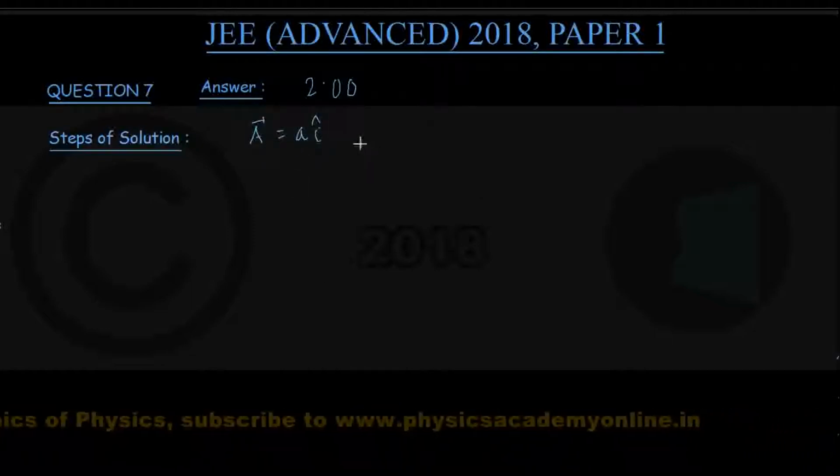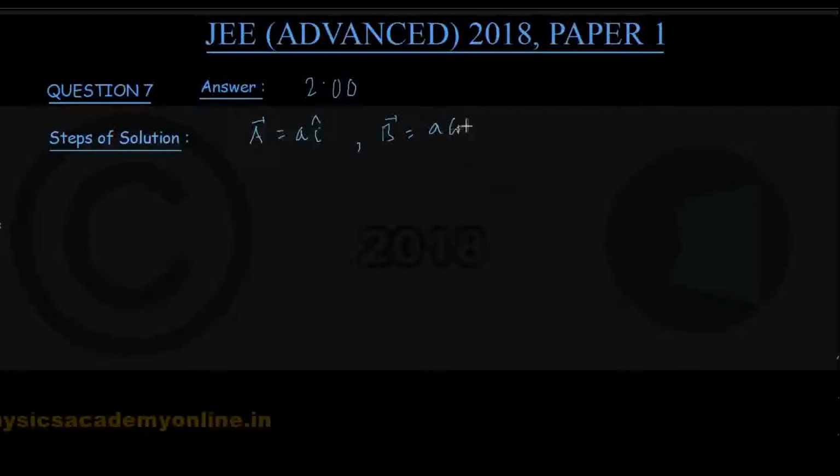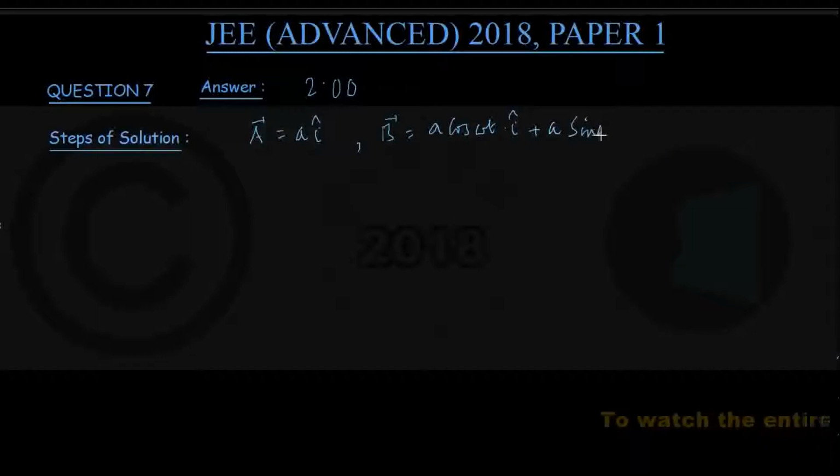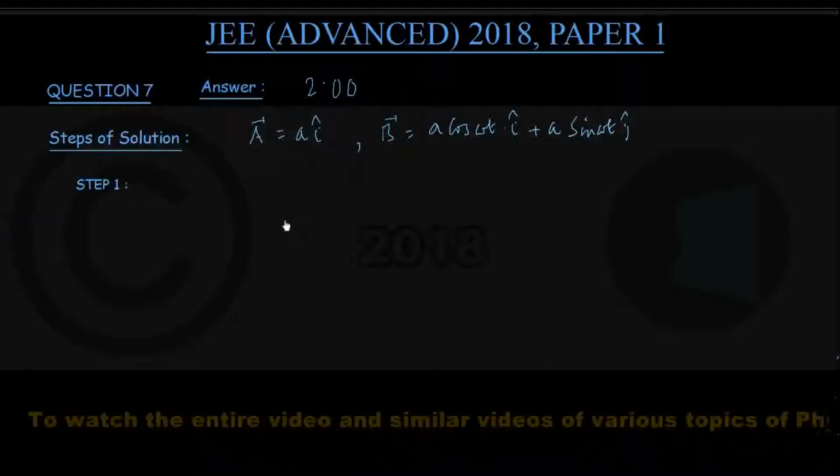and the other vector B was given as A cos omega t into I cap plus A sin omega t into j cap. So in step number 1, we shall find the vector sum and difference.